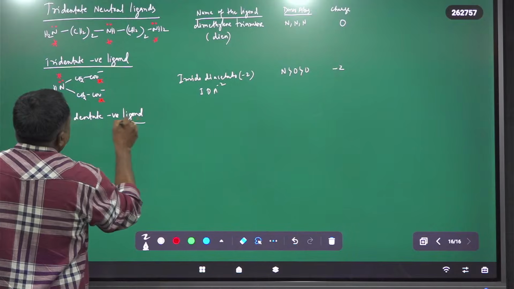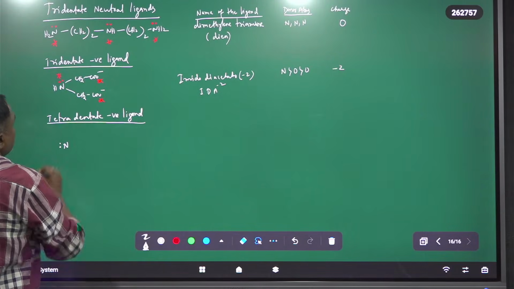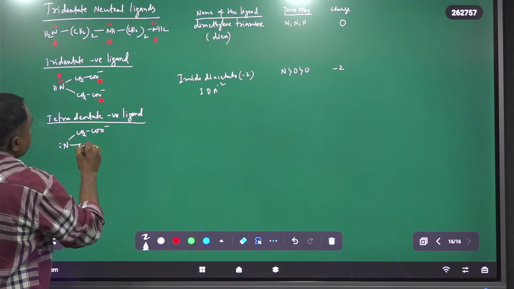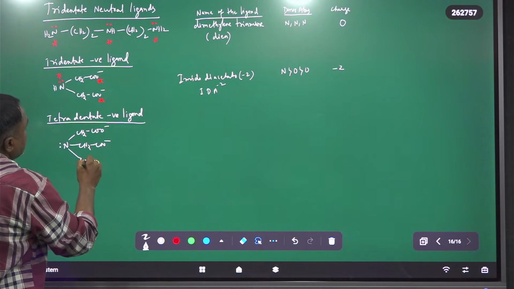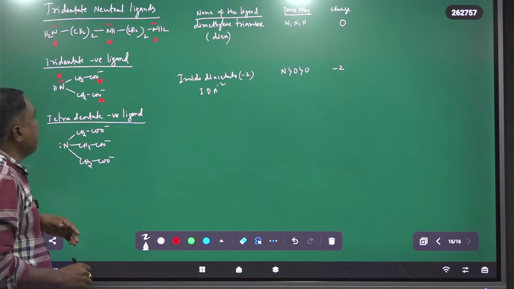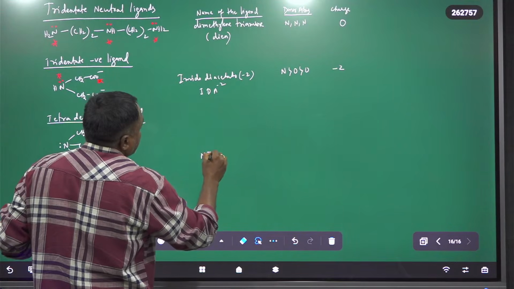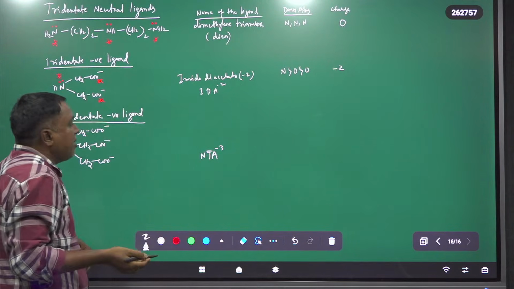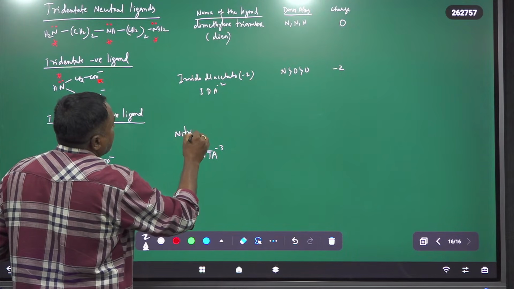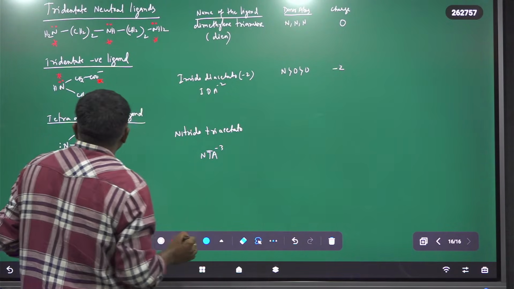So what are the tetradentate negative ligands? For example, this is the N. On nitrogen we have one lone pair, and this is CH2COO minus, this is CH2COO minus, and this is CH2COO minus. So what is the name of this one now? This is NTA minus 3, nitrilotriacetato. NTA minus 3. Nitrilotriacetato is the name of this ligand.